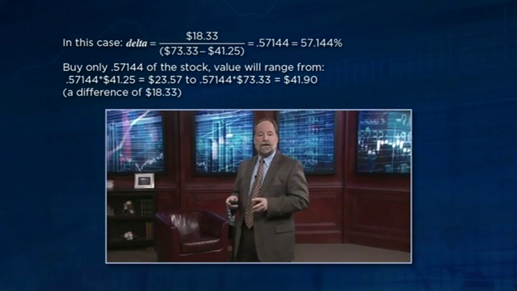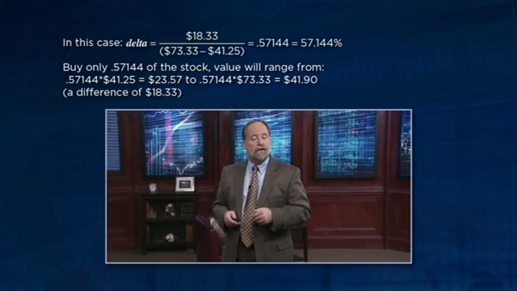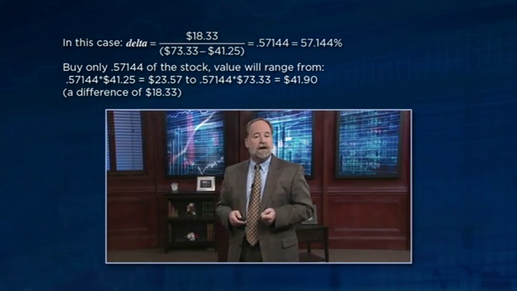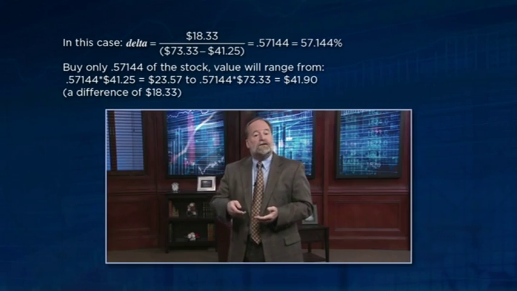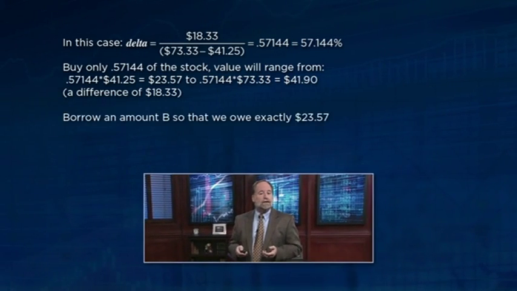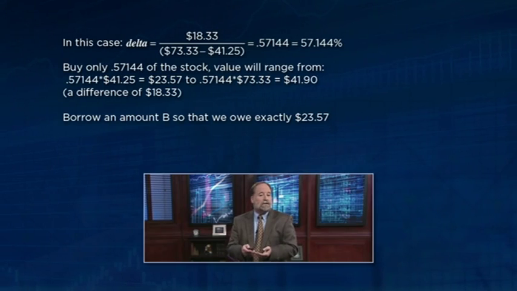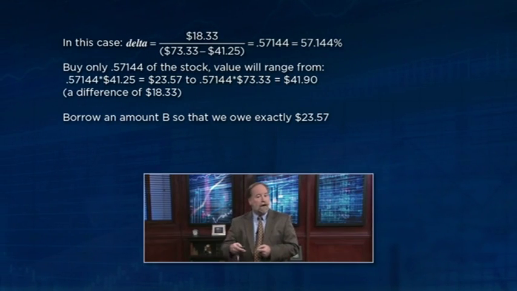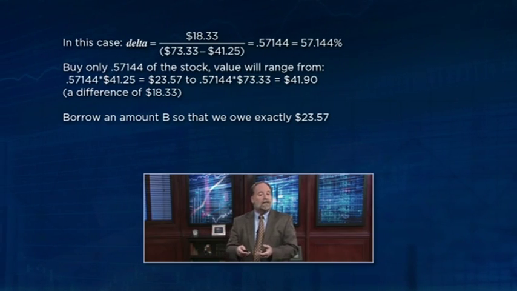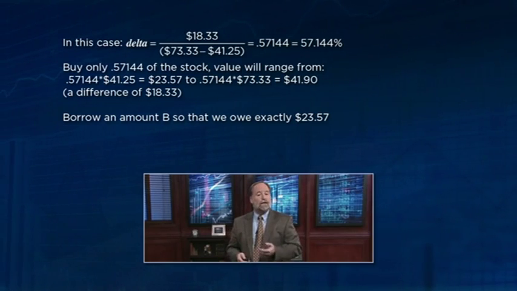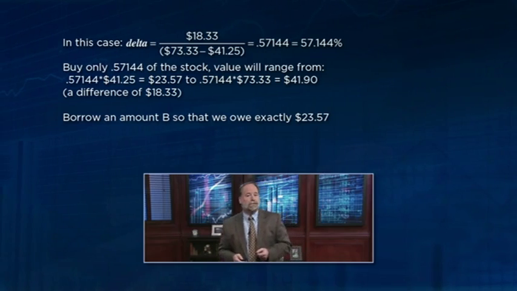But we haven't really replicated the payoff on the option yet, because the option goes from 0 to $18.33. What we have here is something that starts off at a different level and moves up $18.33. So what we need to do is borrow an amount B so that we owe exactly, in this case, $23.57. That way, we have $23.57 worth of the stock if the stock price goes down, and then we owe $23.57. When the stock price goes down, the value of our portfolio, the replicating portfolio, is equal to 0, which is exactly the value of the option in the event the stock price does drop.